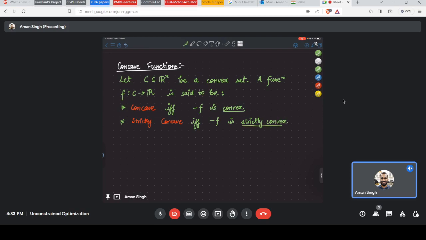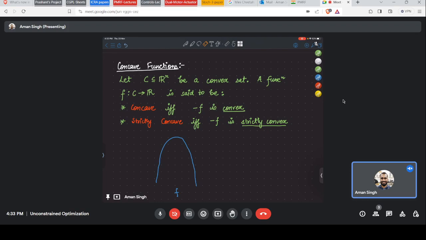So it's fairly obvious. I think you would have understood it by now that this is a concave function. As you can see, if this is f and if you want to plot minus f, it will be something like this. And we know this is a convex function, so f is a concave function. This is the definition of concave functions.